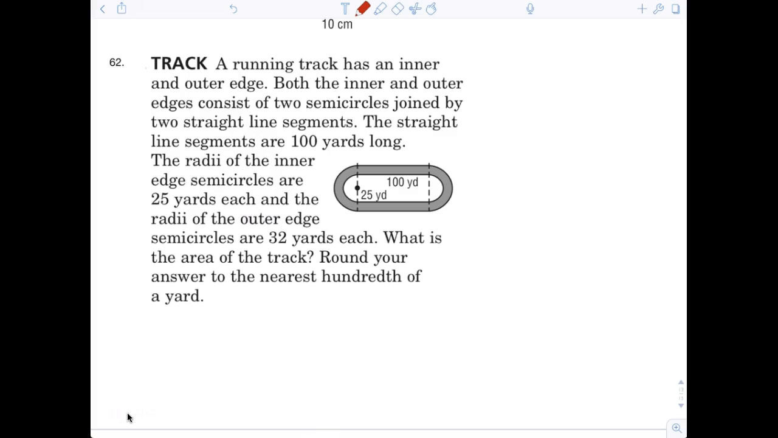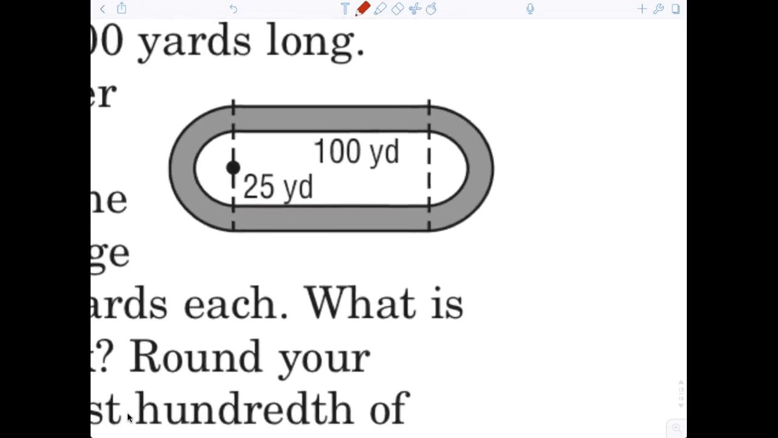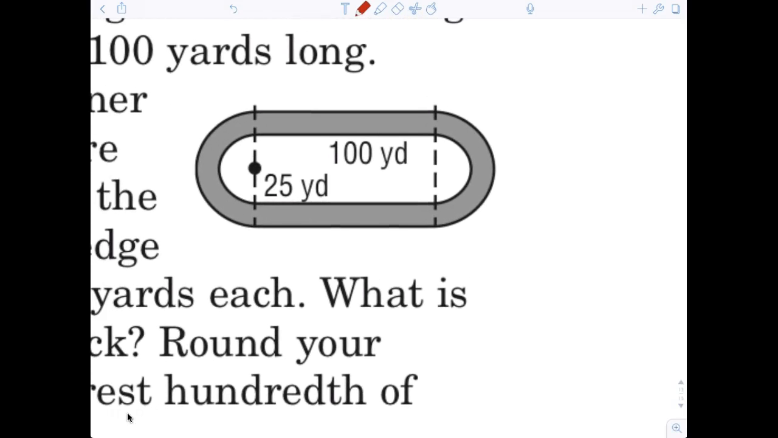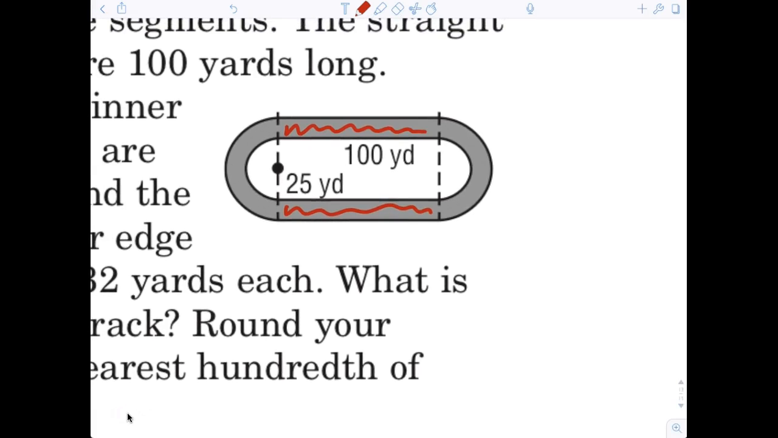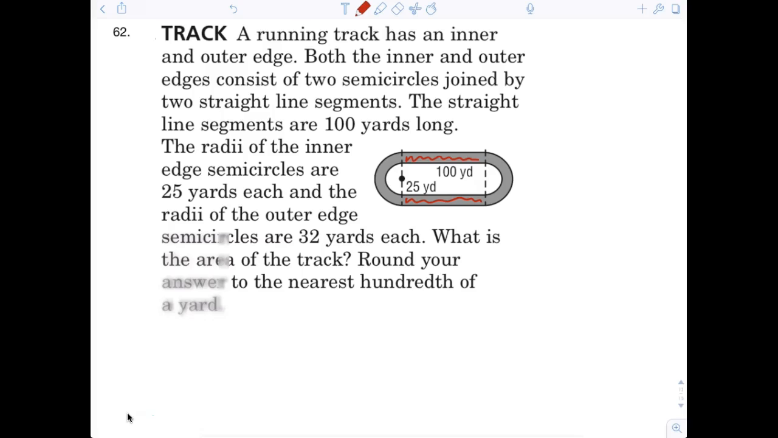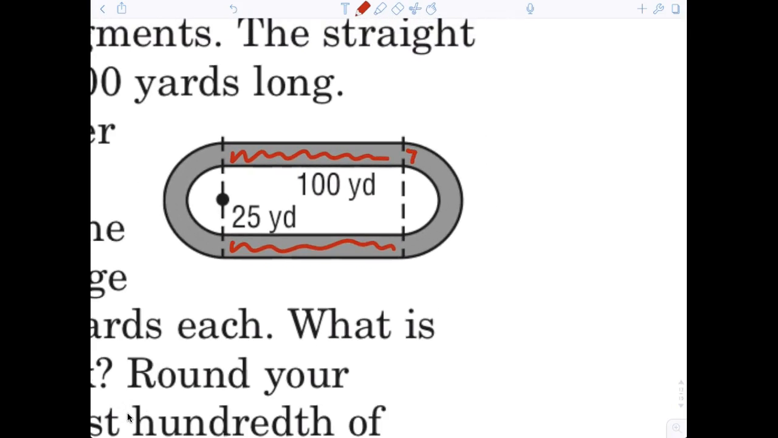Does everybody agree with this? I don't think it's necessary to do all this, but this is how you should be thinking. This area right here is easy to figure out, correct? And then we'd multiply that by 2, because it's the same as this down here. Now, what's the outer radius? 32. And the inner radius is 25. So that means this distance right here is 7.